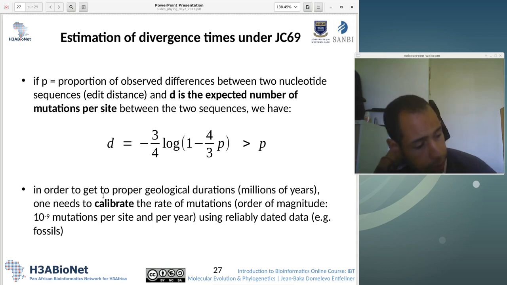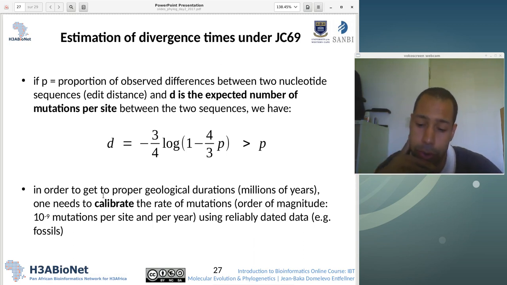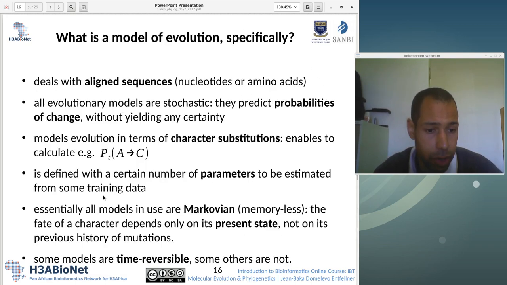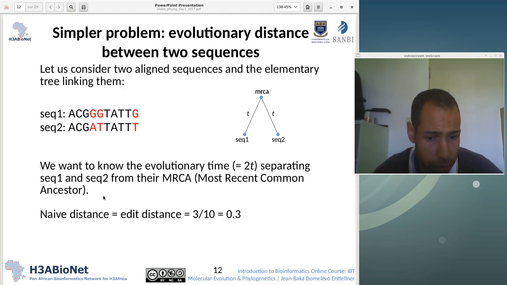So back to our initial problem. We had 2 sequences that were aligned, and we wanted to infer from them, remember, it's a slide way back, slide number 12, if you have this sequence aligned with this one, what is the evolutionary time separating these 2? What is your best guess at the evolutionary time separating these 2 sequences?